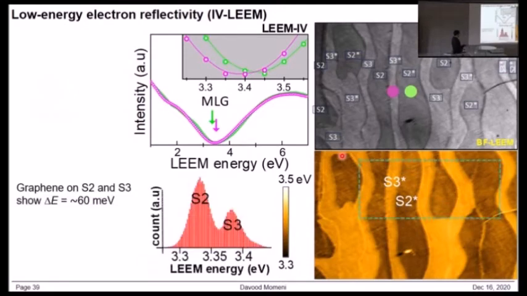From the spectra made from this rectangular area, you can see that the graphene energy at S3 and S2 is different, and this energy difference is almost 60 milli-electron volt. This measurement was performed in vacuum, and we expected to see a better measurement.